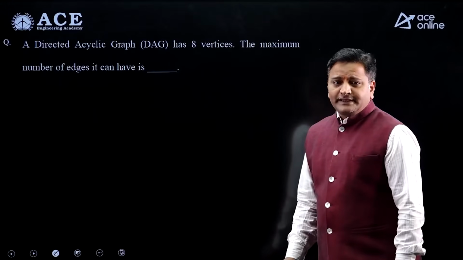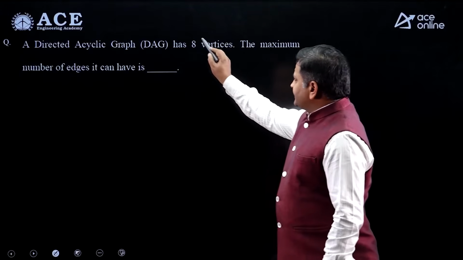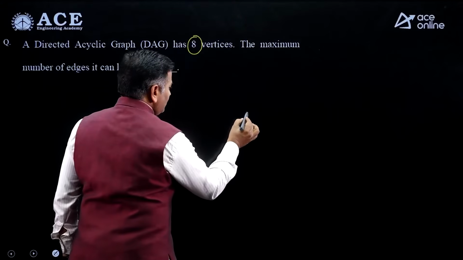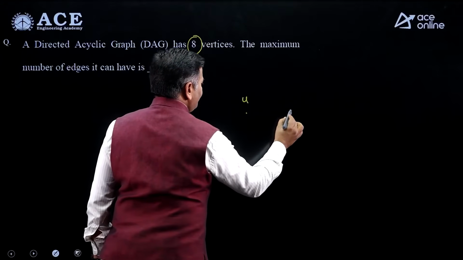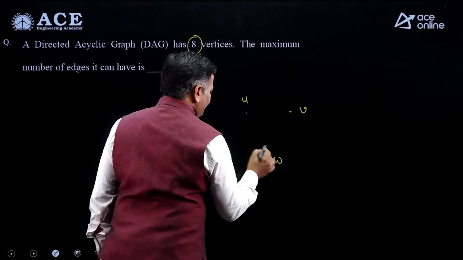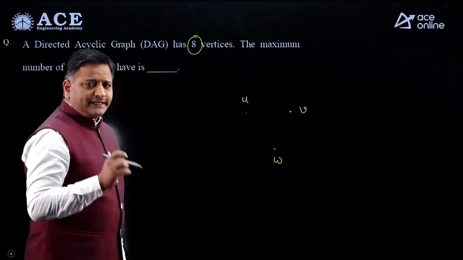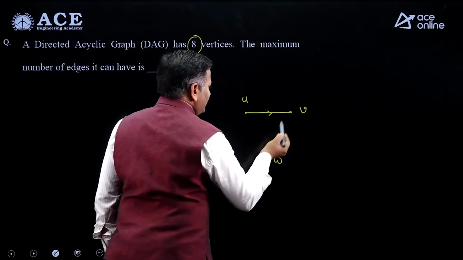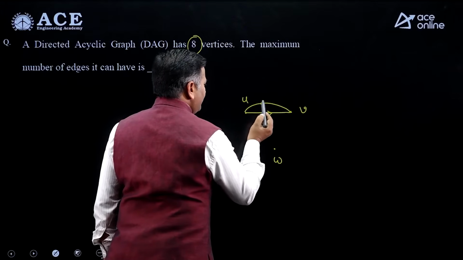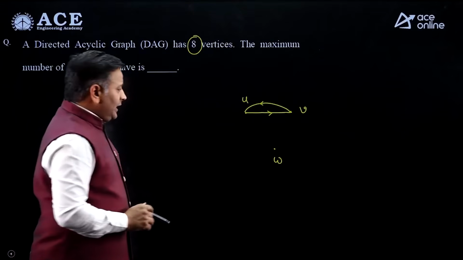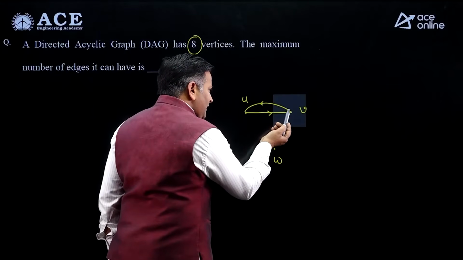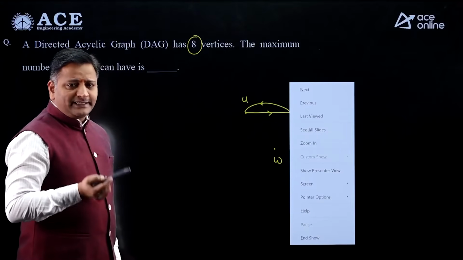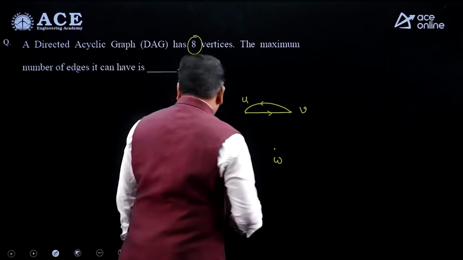This question is based on a directed acyclic graph having 8 vertices. Try to understand it with an example: suppose you have 3 vertices u, v, w. To make it a directed acyclic graph, if an edge direction from u to v is possible, then we cannot take an edge direction from v to u. If you could, it would form a cycle and it would not be a directed acyclic graph. So based on that property, please understand this problem.